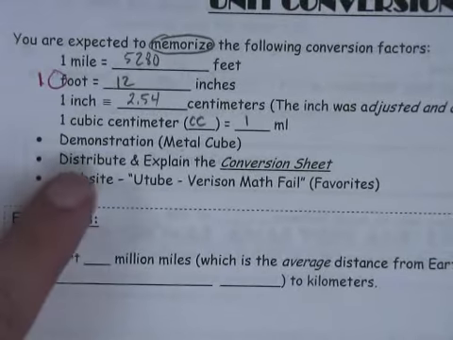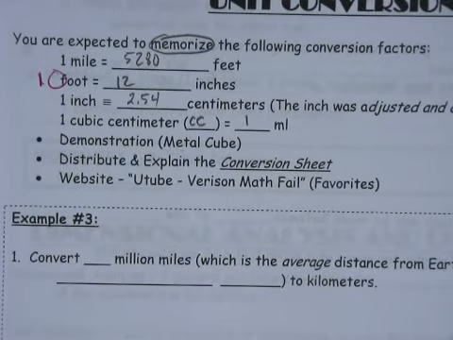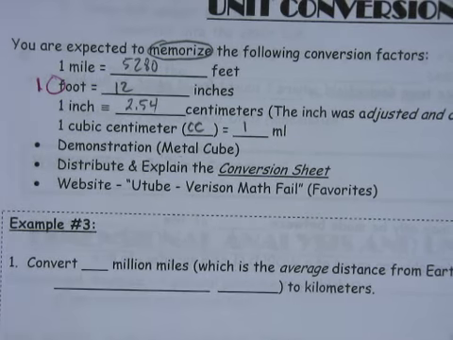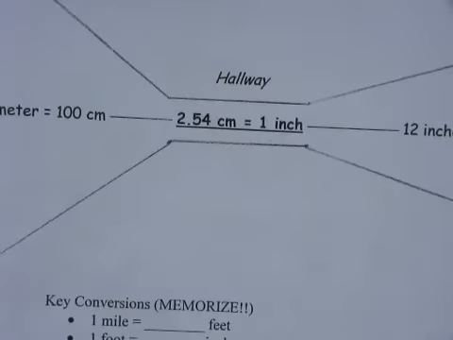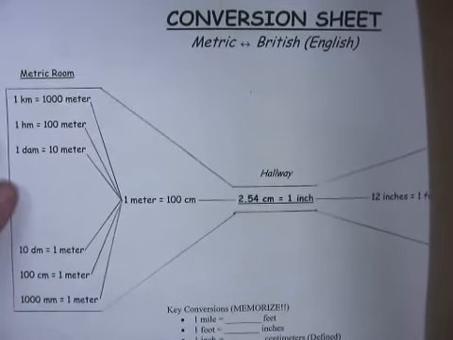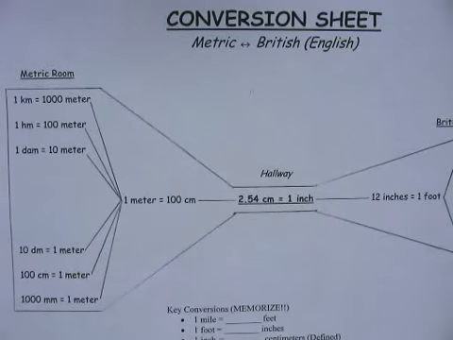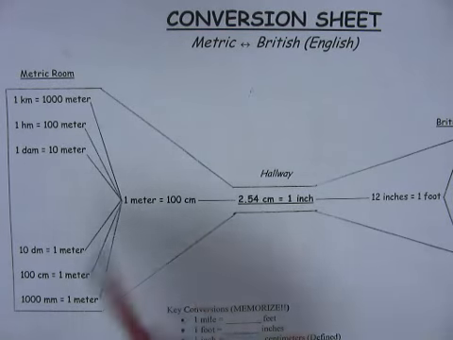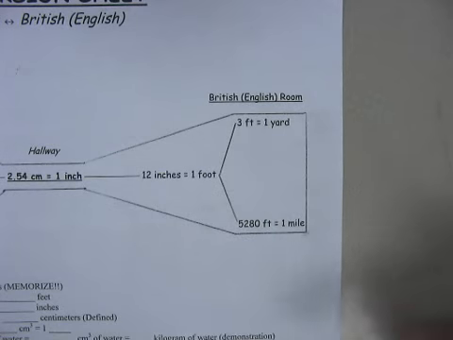All right, so distribute and explain the conversion sheet. This is going to be real handy. You will not be able to use this on the test, but in terms of being able to learn the concept, I think you're going to find out that this is going to be quite helpful. What I have right here, and you should have received one if you're in class, is a conversion sheet. And this conversion sheet has 2 different rooms. On the left side is a metric room, and on the right side is a British room.